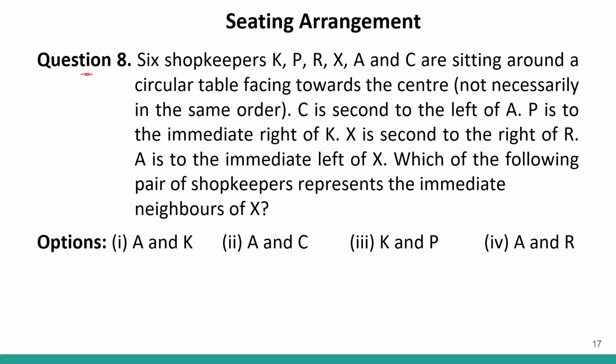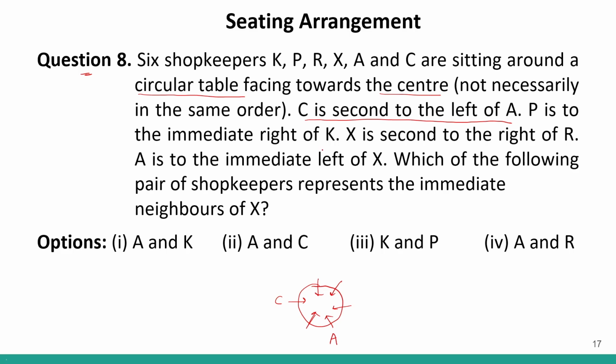Coming to question number 8. Six shopkeepers are sitting around a circular table facing towards the center. So, 6 shopkeepers: 1, 2, 3, 4, 5, 6, facing the center. Now, C is second to the left of A. So, C is over here, second to the left of A.